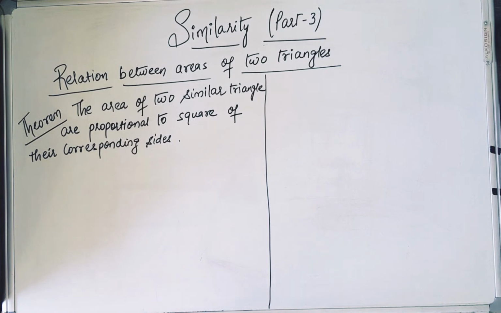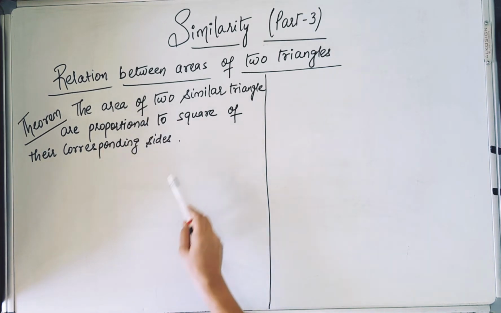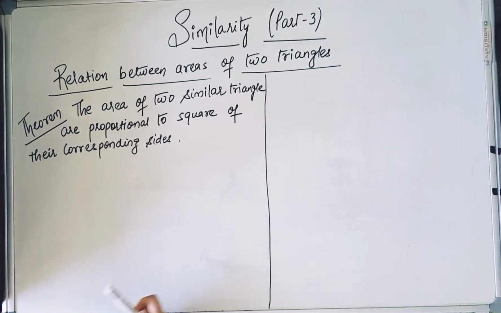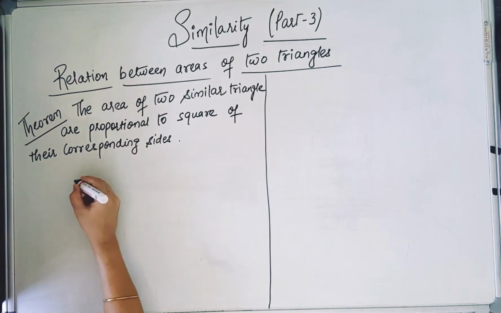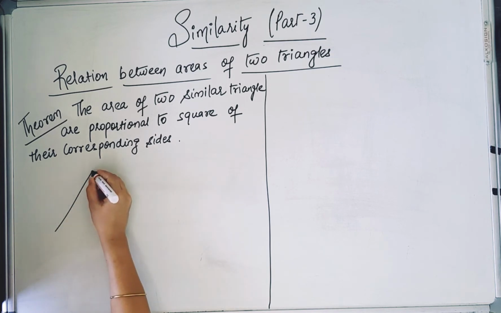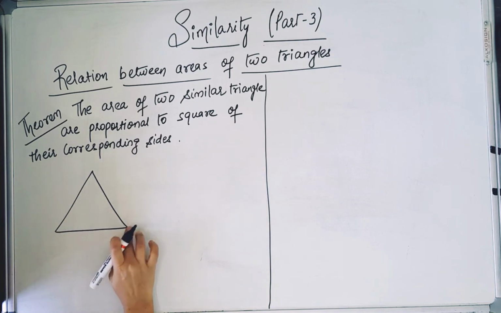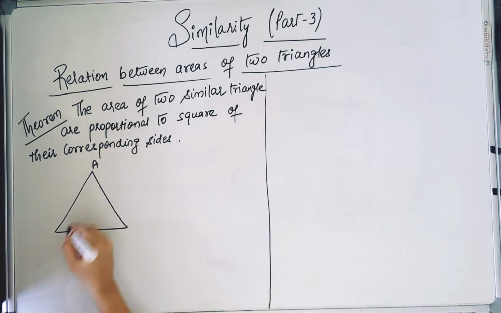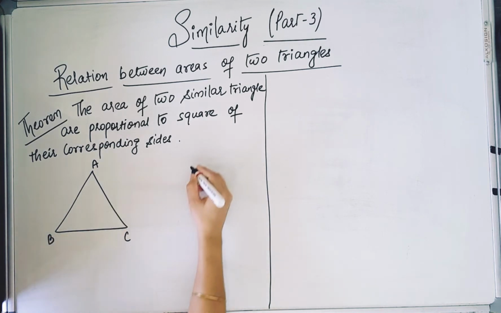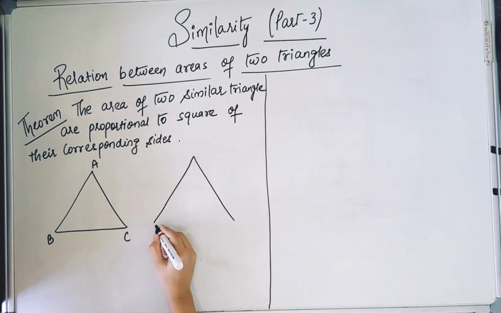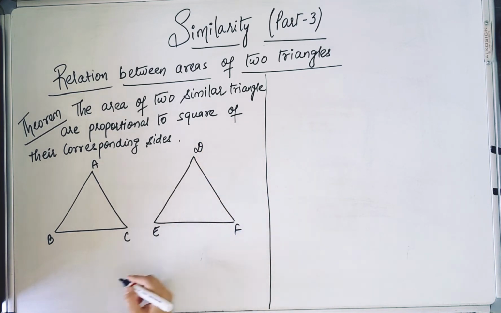We have a theorem related to this concept, and it says the areas of two similar triangles are proportional to the square of their corresponding sides. Now I'll draw two triangles over here. I've drawn triangles. This is ABC and this triangle is DEF.